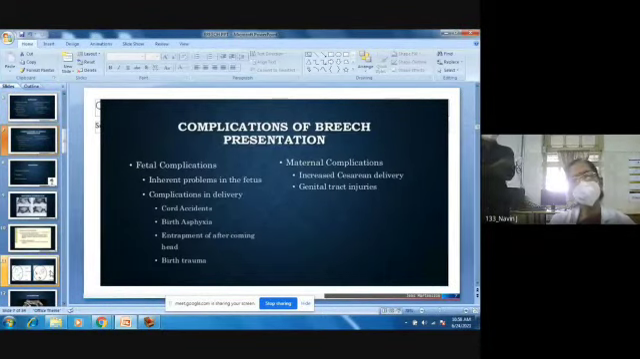Coming to the complications, why are we worried about the breech? We already know that there can be maternal complications. You can have a lot of genital tract injuries because the mechanism is more complicated than a cephalic presentation. You can have more soft tissue injuries in the mother and more chance of cesarean deliveries.